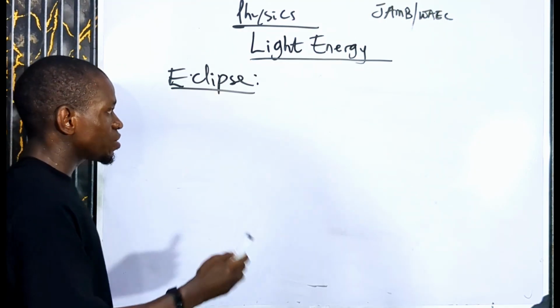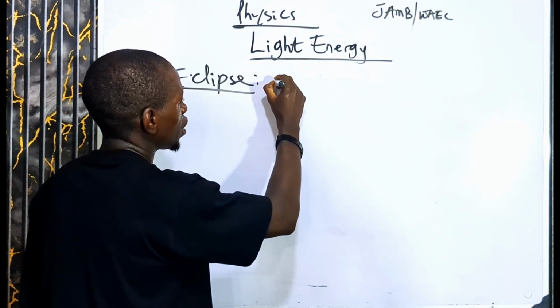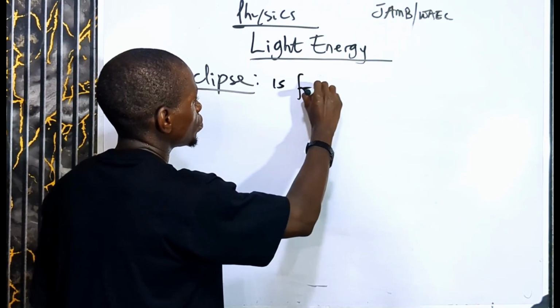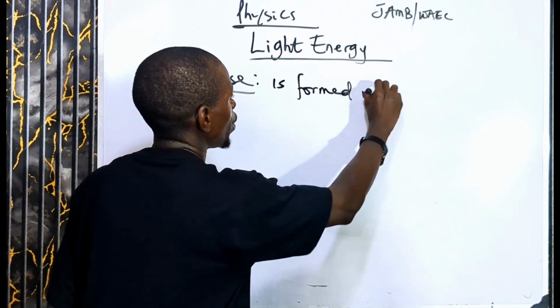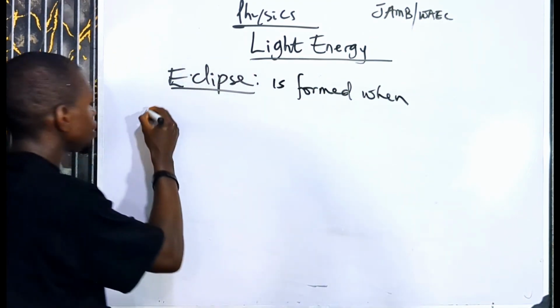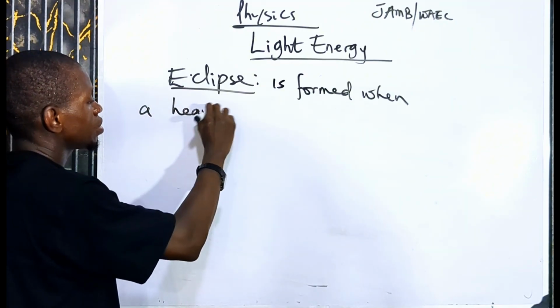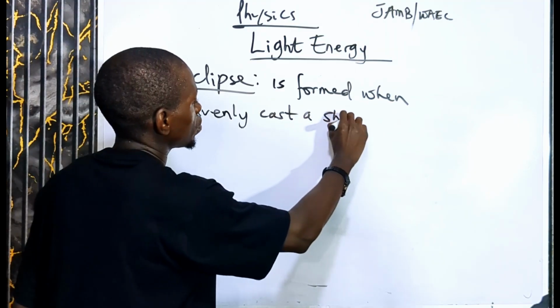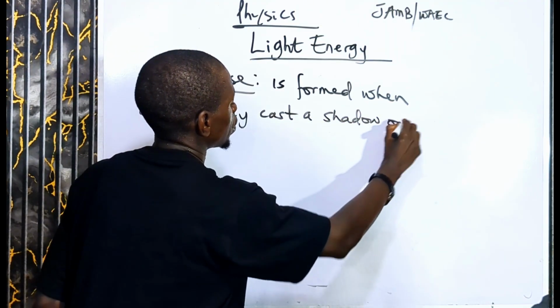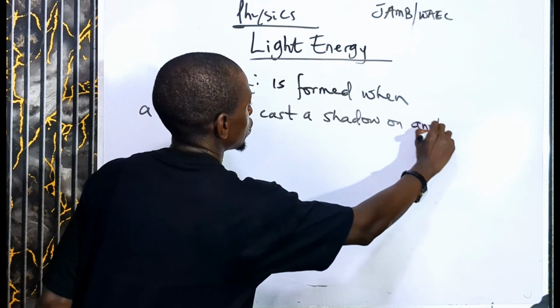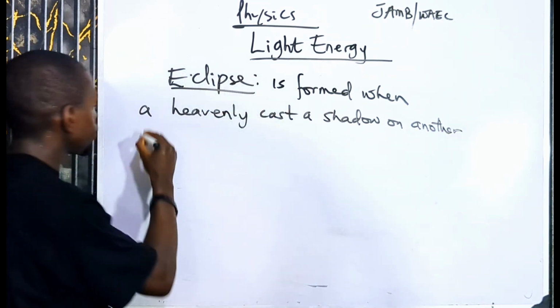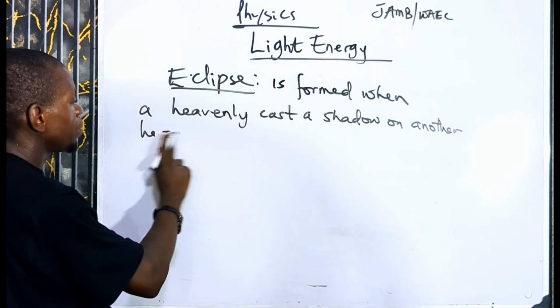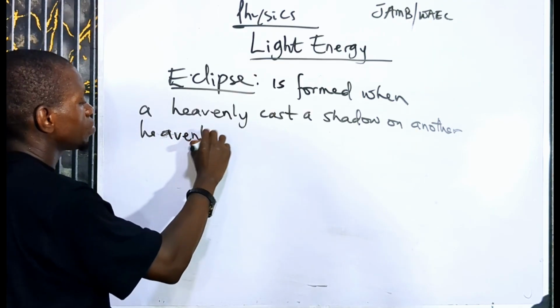Okay, eclipses are formed when a heavenly body casts a shadow on another heavenly body. Yes, heavenly body.